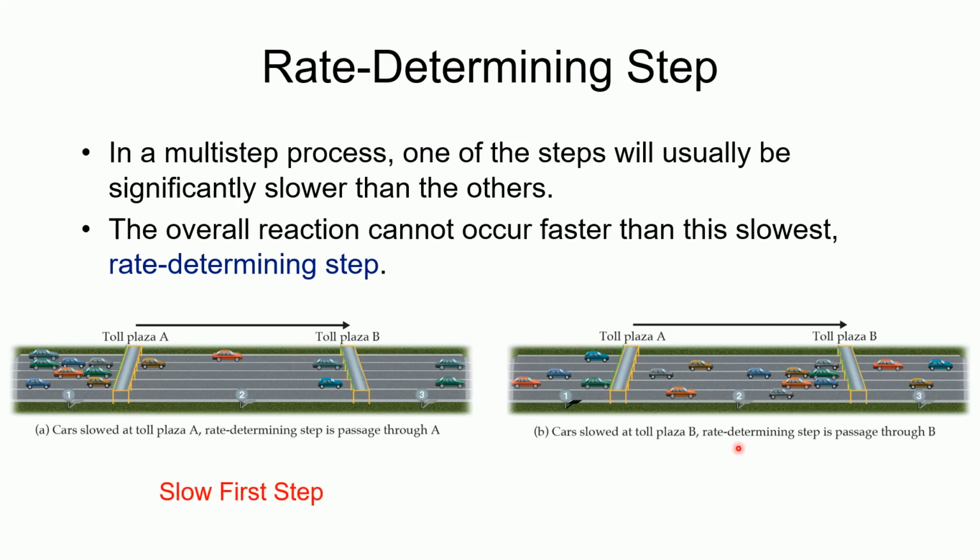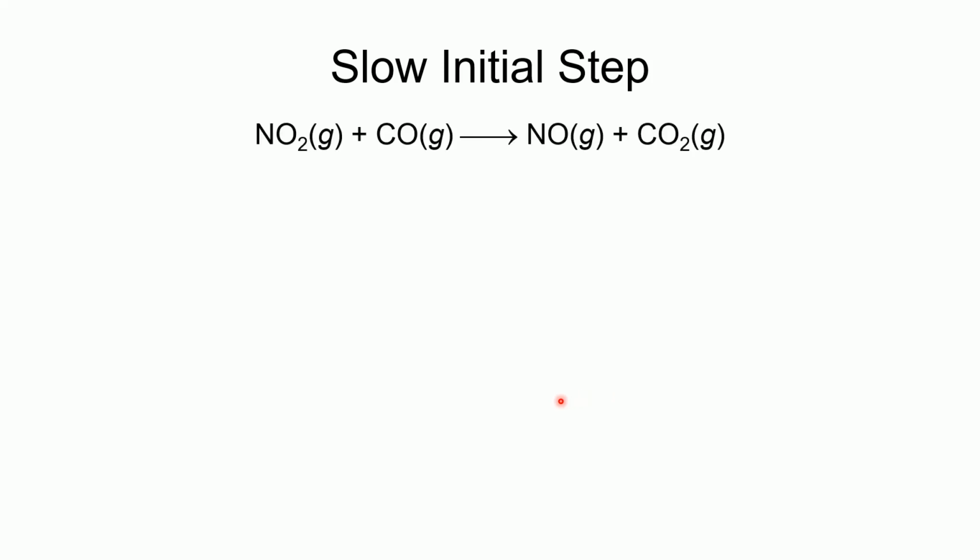Now, if you turned it around so that in Toll Plaza A, you had all the toll tags that were really, really fast, and over here in Toll Plaza B, you had people so that everybody had to stop and give change and all that, then that would be a slow second step. So we're going to look at one of each of these examples. We'll start with a slow first step, or slow initial step.